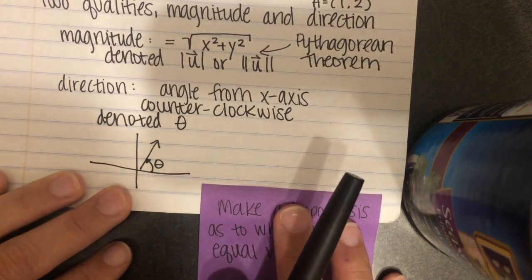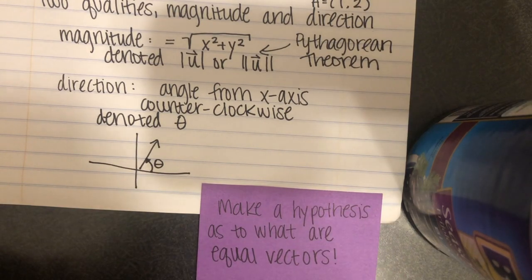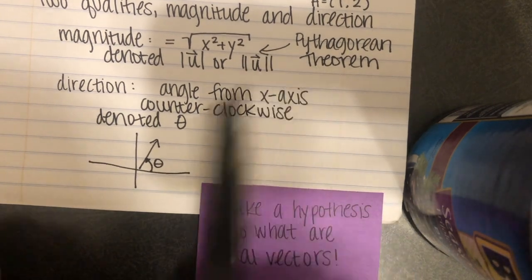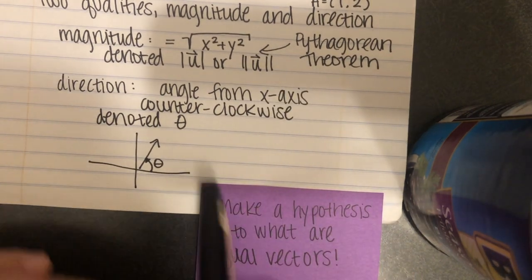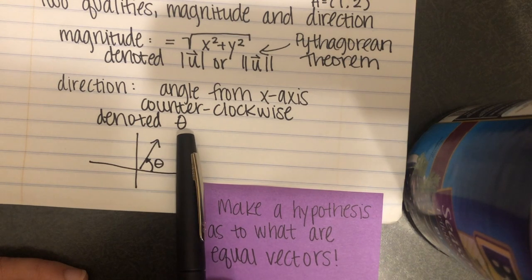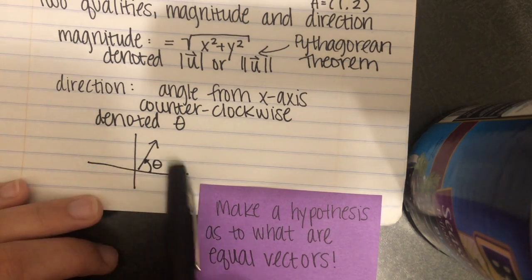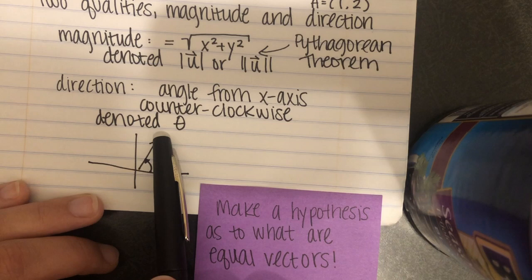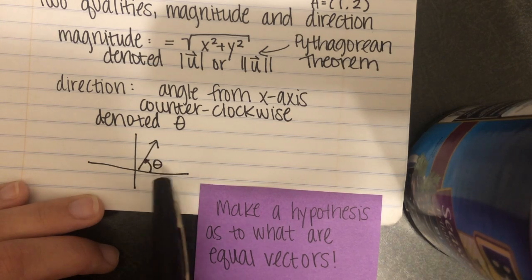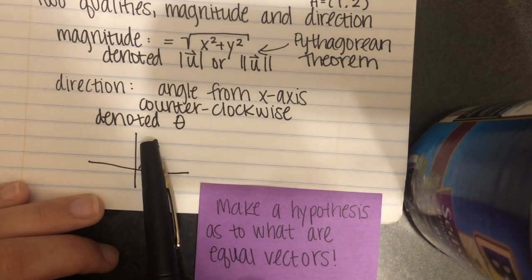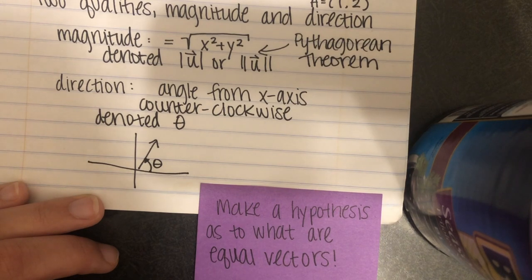So one other thing is direction. It is the angle from the x-axis going counterclockwise. So that's this way to the left, and it's denoted with a theta or a circle with a horizontal line through it. So if this is my x and y axis and this is my vector, it is the angle from the x-axis to the vector going counterclockwise.